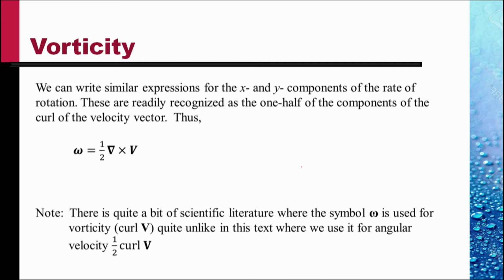We may note that quite a bit of scientific literature uses the symbol omega for the vorticity, that is for the curl v itself, quite unlike here where we use it for the angular velocity, that is 1/2 curl v. So be careful about what notation we follow.